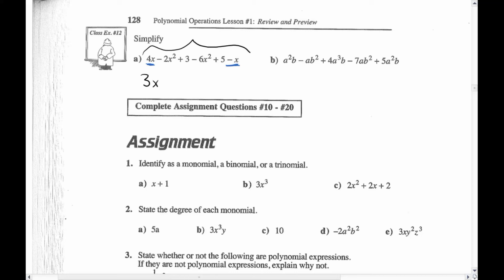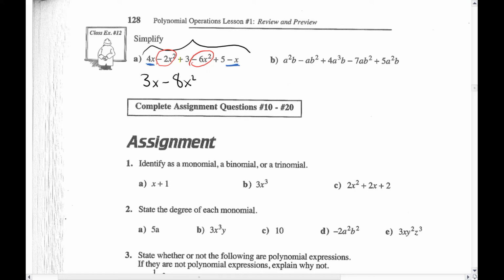Now let's go with the next one. I have negative 2x squared. Is there any other x squared term? Oh, right here it looks like I have negative 6x squared. So if I have negative 2x squareds and negative 6x squareds, together I have negative 8x squareds.